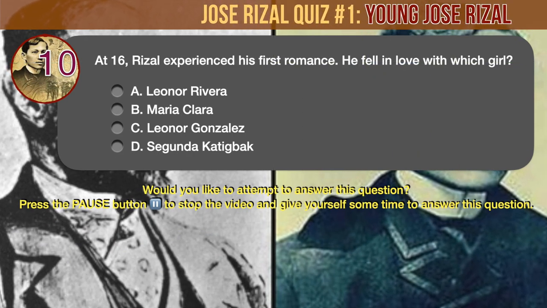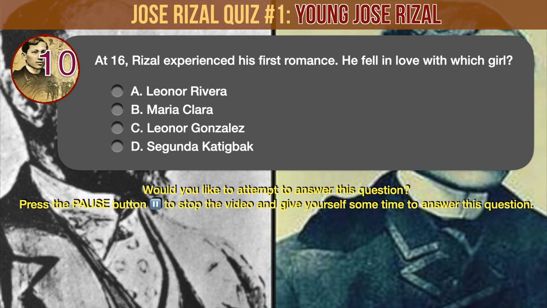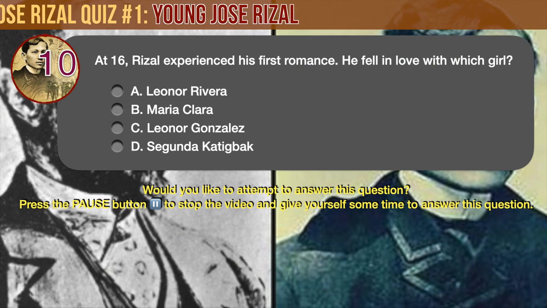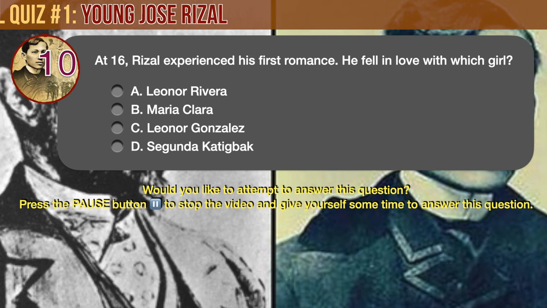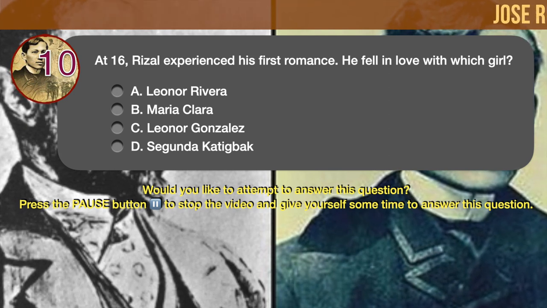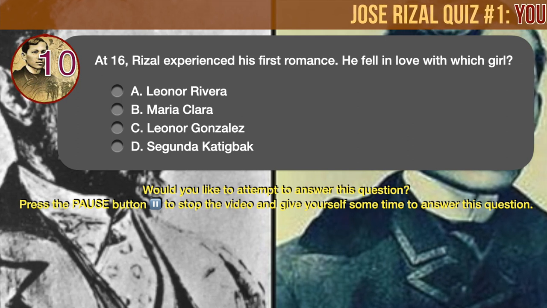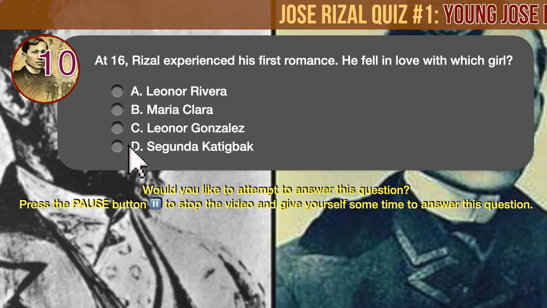Question number 10. At 16, Rizal experienced his first romance. He fell in love with which girl? A. Leonor Rivera. B. Maria Clara. C. Leonor Gonzalez. D. Segunda Katipak. The correct answer is D.